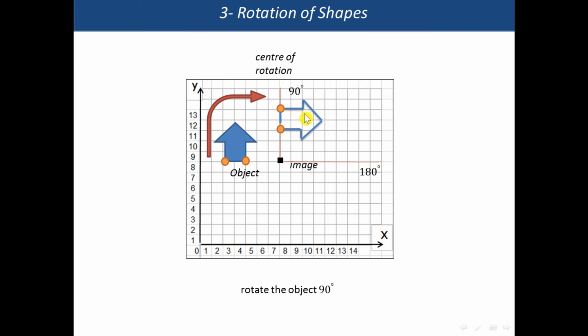So you have your image here, and the distances of these lines are all the same. This line here is 2 squares, so you make 2 squares. This line here is 2 squares, you have to make 2 squares here. This line is 2 squares, you have to make 2 squares. And it looks as if the arrow did really turn 90 degrees.